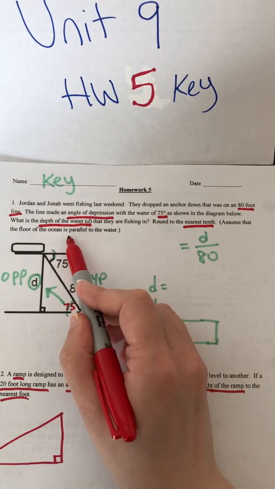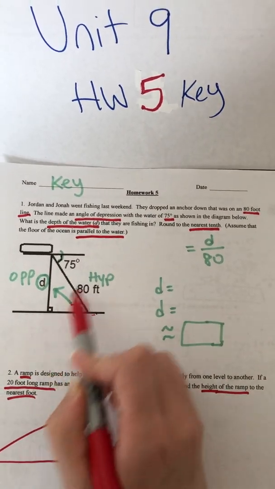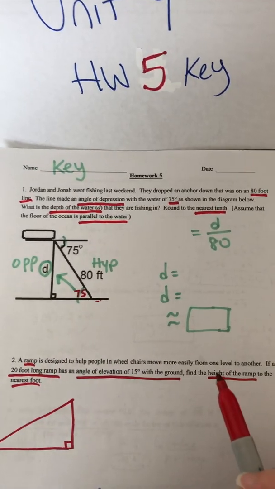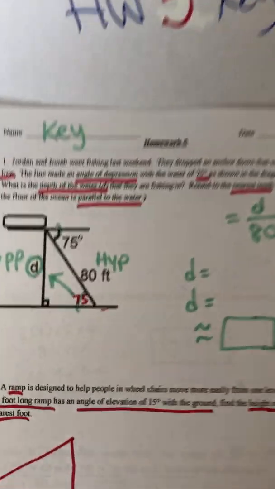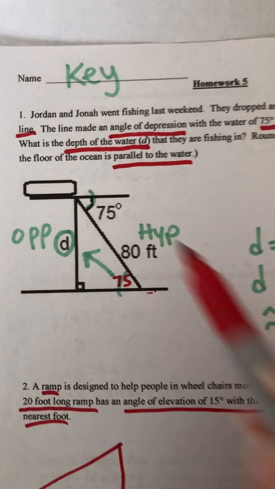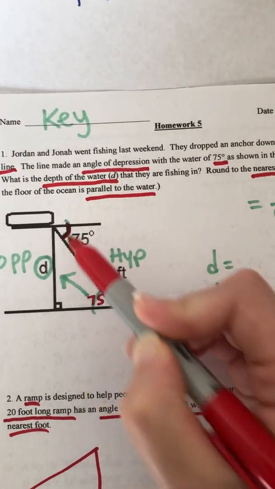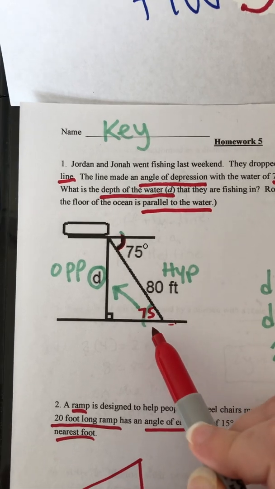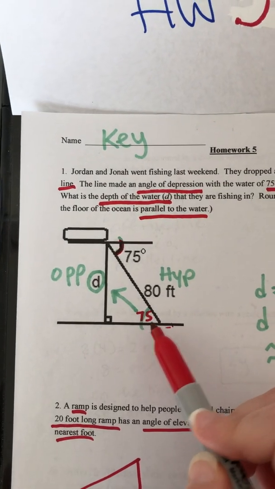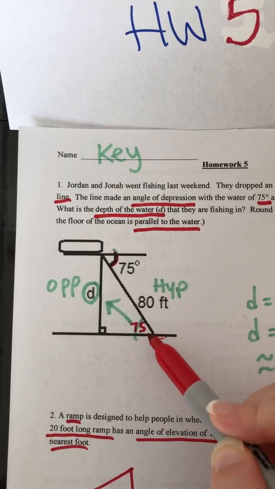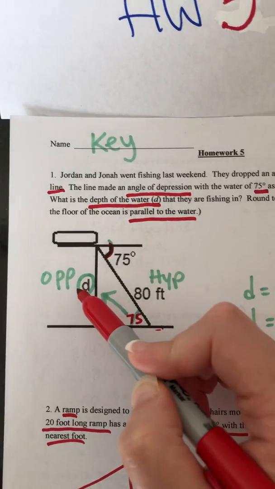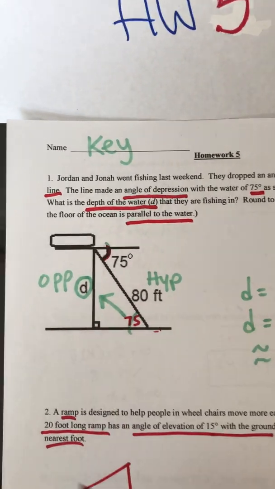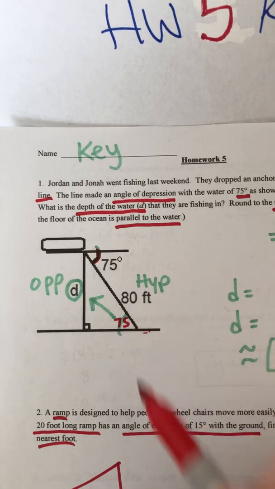And what's nice is that when they are parallel, you get that nice Z of alternate interior angles. And what's also great is we have a diagram. Taking a look at that diagram, the 75-degree angle of depression is the same as the angle of elevation at the bottom, like we taught you in the lesson. That 75-degree angle gets labeled, that's inside the triangle. Look across. That D should be labeled opposite, and the 80 is the hypotenuse.